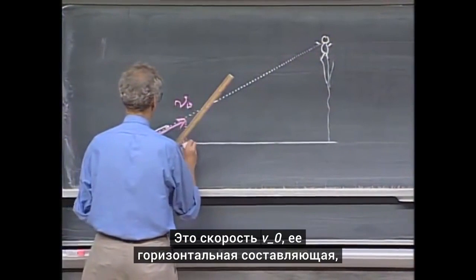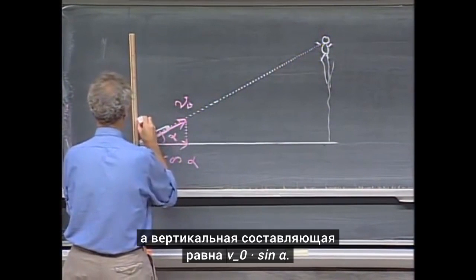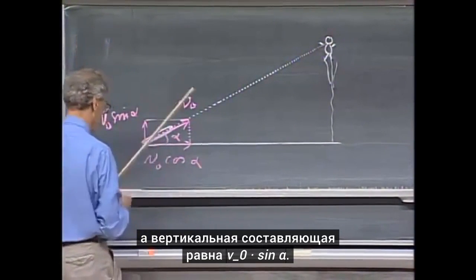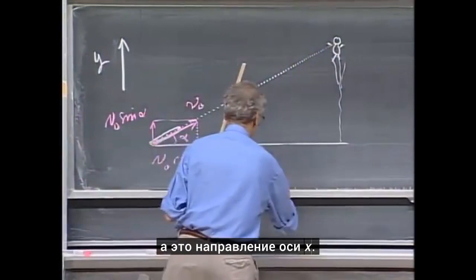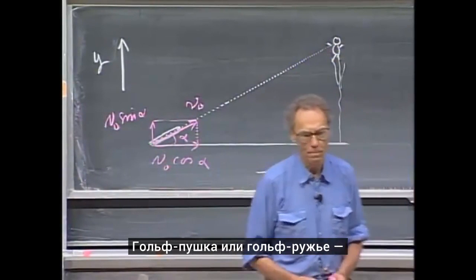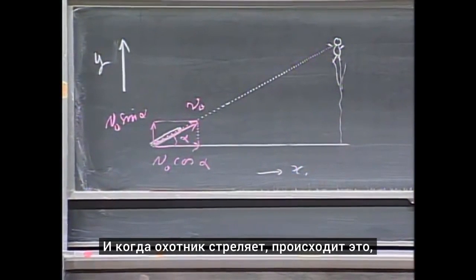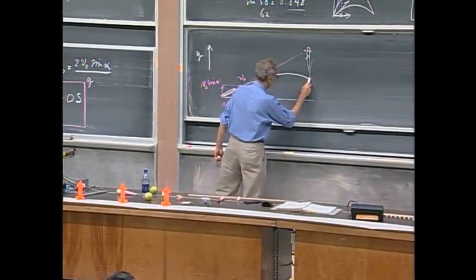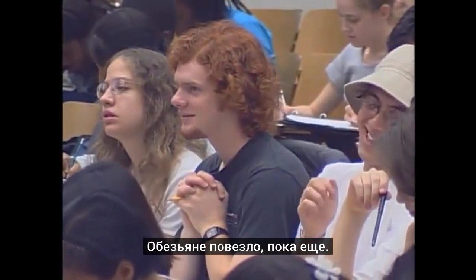So the horizontal component, you're going to see that again and again, v0 cosine alpha, and the vertical component equals v0 sine alpha. Let this be my increasing value of y, and this be my increasing value of x. This golf gun is really not first class, thank goodness. And so, when the hunter shoots this golf ball, this happens. And it ends up here at point P. Lucky monkey, so far.